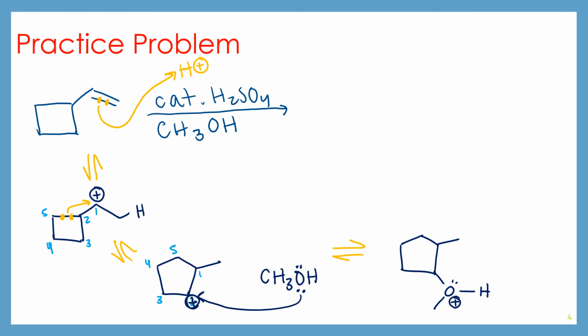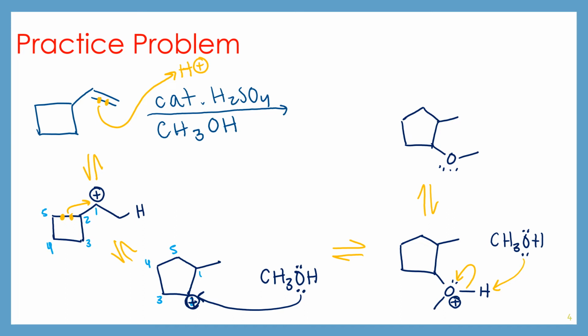Now, we don't want to leave that positive charge on that oxygen atom. Oxygen really, really does not enjoy that. Plus, that's not our product. So we're going to use another molecule of methanol to pick up that proton and deprotonate our oxygen. And this gives us our product, which is an ether.